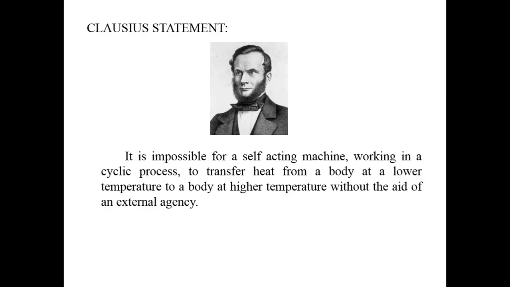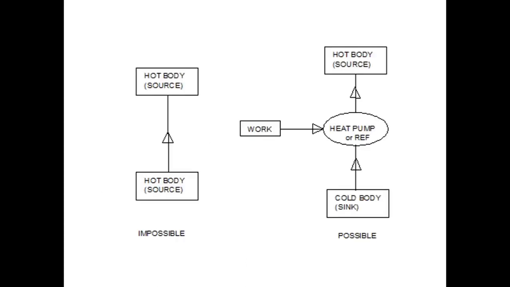According to the second law of thermodynamics, the heat always flows from the hot region to the cold region, or hot body to the cold body. So even the heat transfer from the cold body to the hot body is not possible without any external device or external heat. That's why it is stated: it is impossible for a self-acting machine working in a cyclic process to transfer heat from a body at a lower temperature to a body at higher temperature without the aid of external agency. This is what Kelvin has stated.